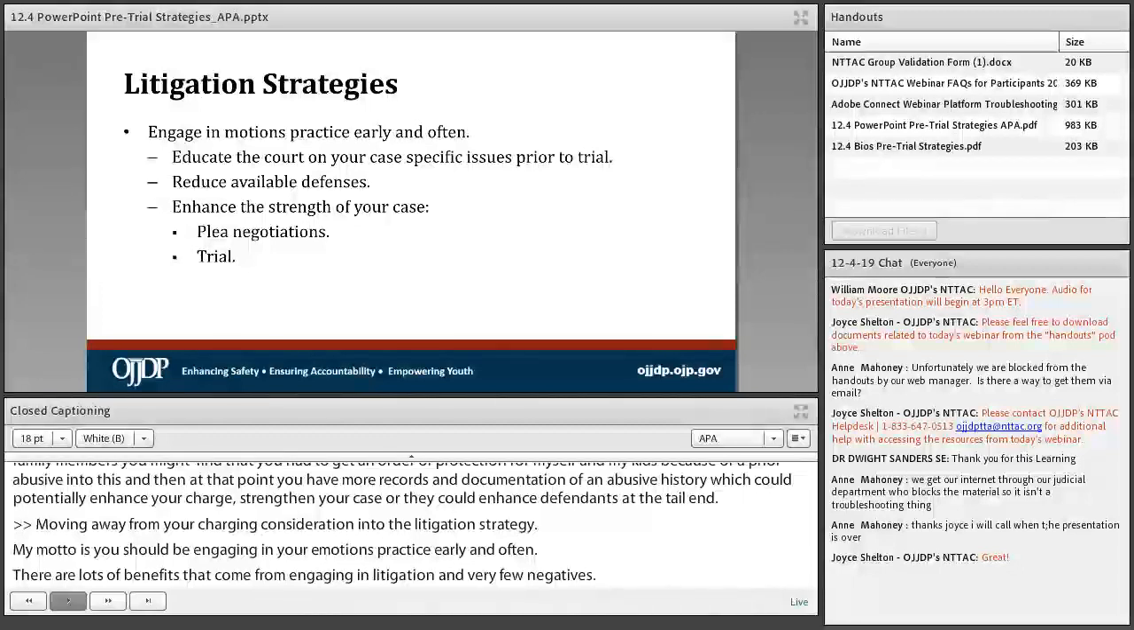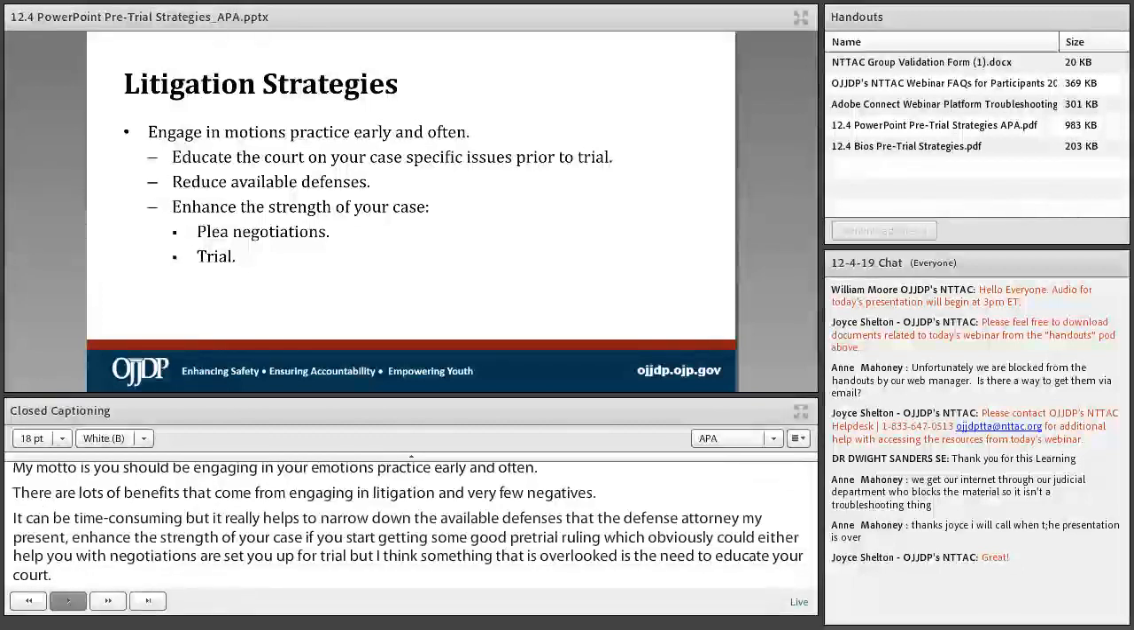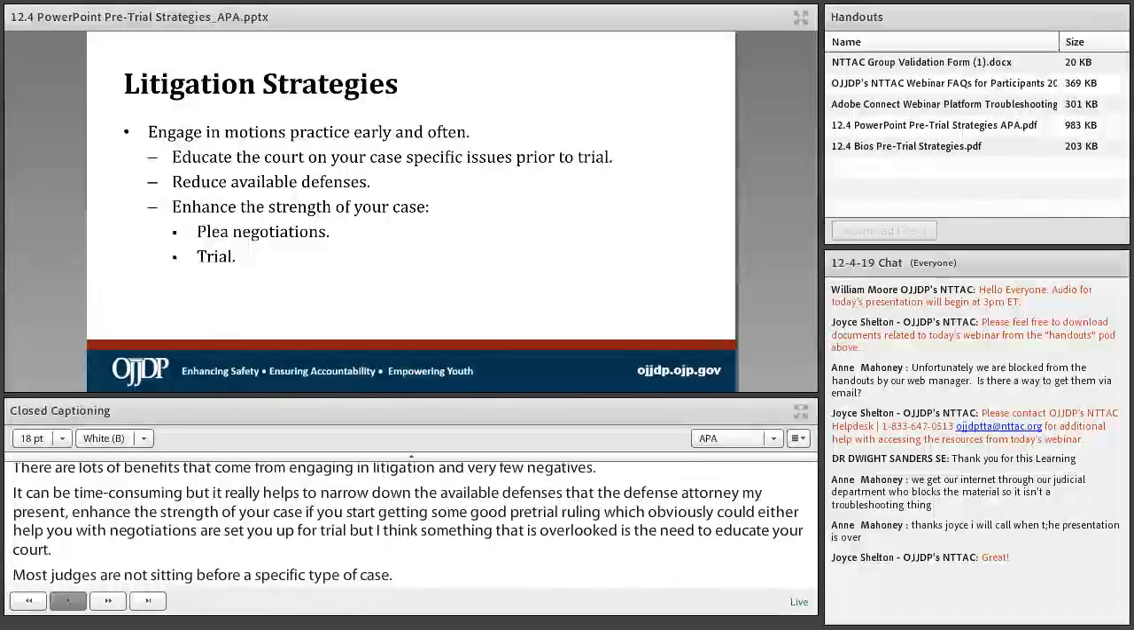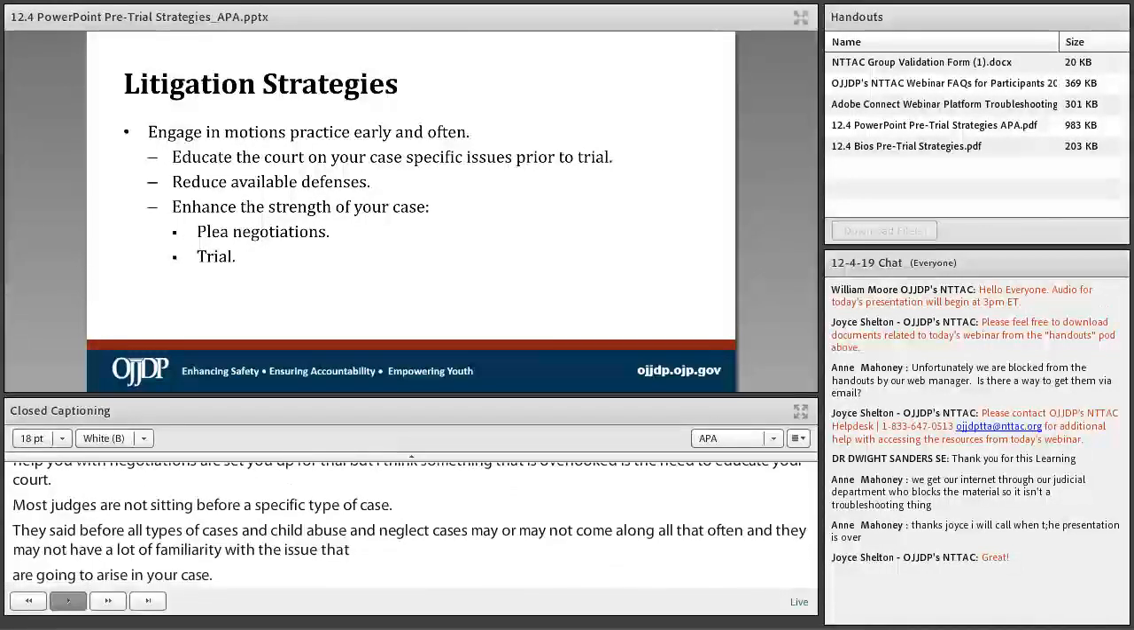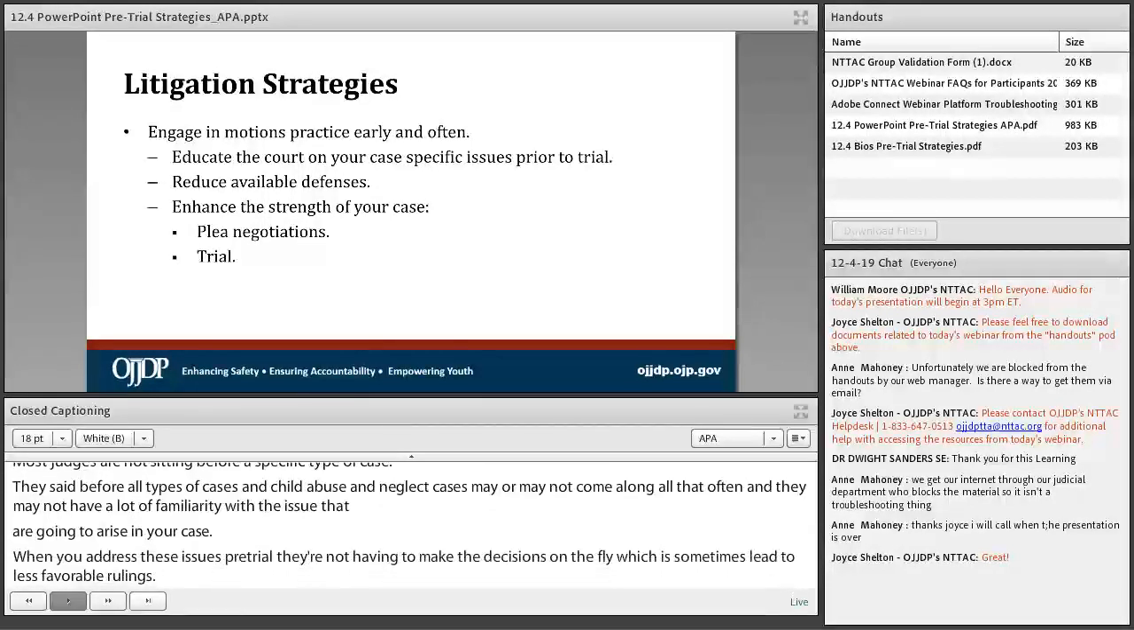But I think something that's overlooked is you need to educate your court. And most judges are not sitting before a specific type of case. They sit before all types of cases, and child abuse and neglect cases may or may not come along in your jurisdiction all that often. And they may not have a lot of familiarity with the issues that are going to arise in your case. And when you address these issues pretrial, they're not having to make these decisions on the fly, which can sometimes lead to less favorable rulings. So it's really a time to start priming your court, priming your judge, getting them educated, and hopefully pulling them onto your side before you ever get to the point of selecting a jury.